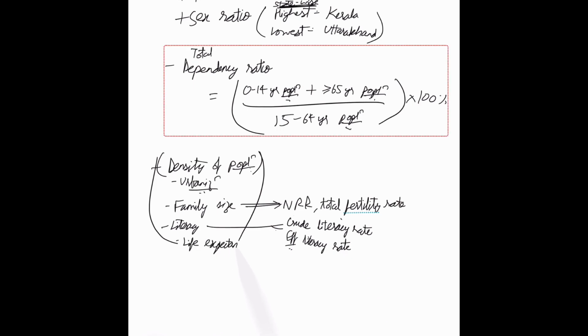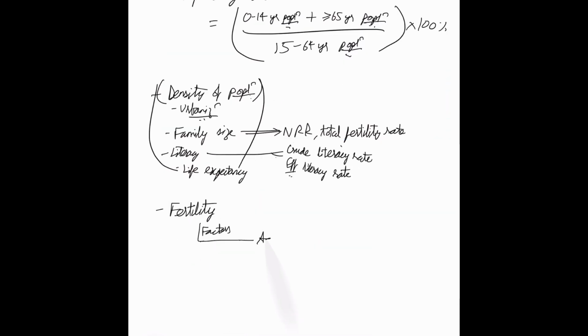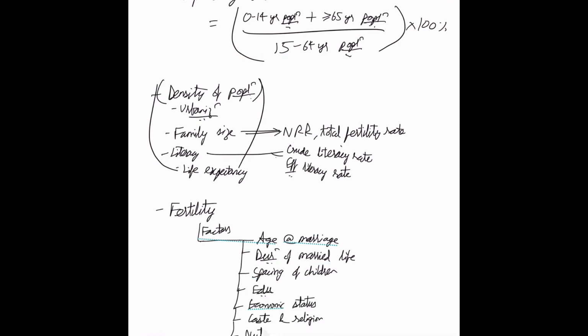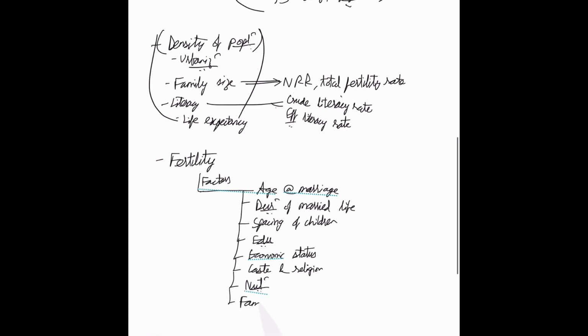The next important subtopic is fertility. We first start with the factors affecting fertility, like age at marriage, duration of married life, spacing of children, education, economic status, caste and religion, nutrition, family planning, and other factors.